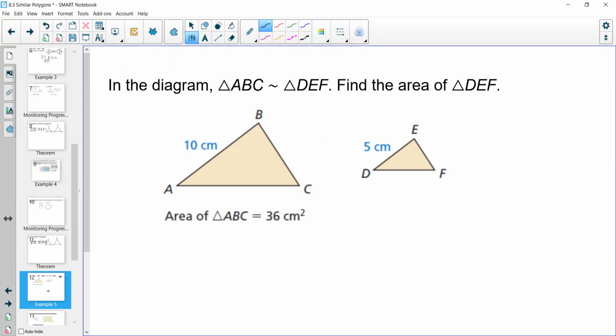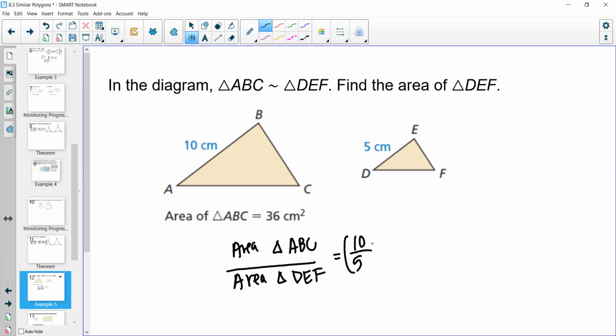Well, an easy thing for us to do is we can use this area and we can use the two sides that we have to make a proportion. So I know that the area of triangle ABC over the area of triangle DEF is going to be directly proportional to the sides squared. So ABC goes on top, so AB is the same as DE. Those two sides are corresponding in these similar triangles. So that's going to be the same as 10 over 5.